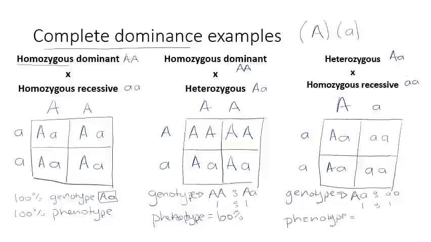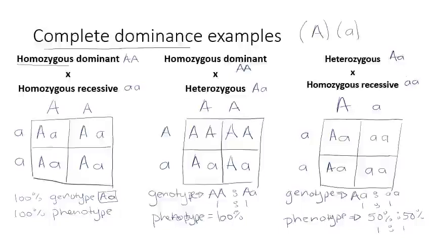Phenotypically, we end up having everybody not looking the same. In this case, we end up getting 50% dominant and 50% recessive. So it becomes a 50% is to 50%, or in this case, a 1 is to 1 ratio.